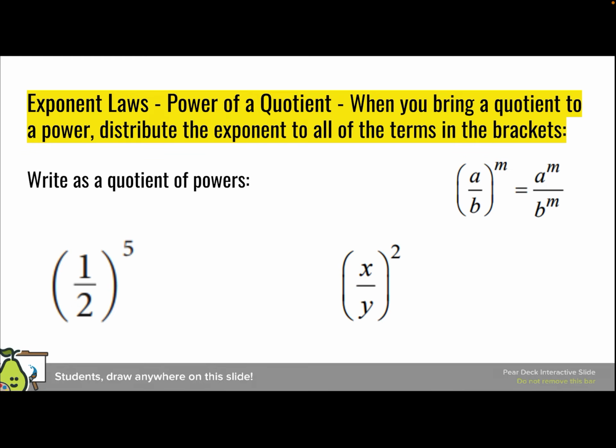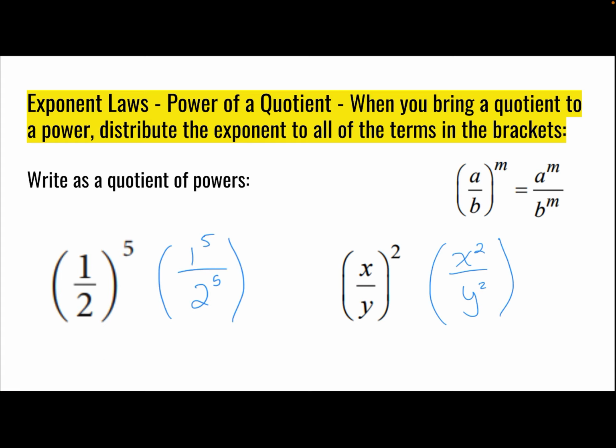All right, so now we have examples. I've done one with numbers and one with variables, just to show you how it works. So we're going to write these as quotient of powers. So you might want to pause it, figure out the answers for yourself, and then I'll go to the next slide. Here we go. So 1 to the 5 over 2 to the 5.